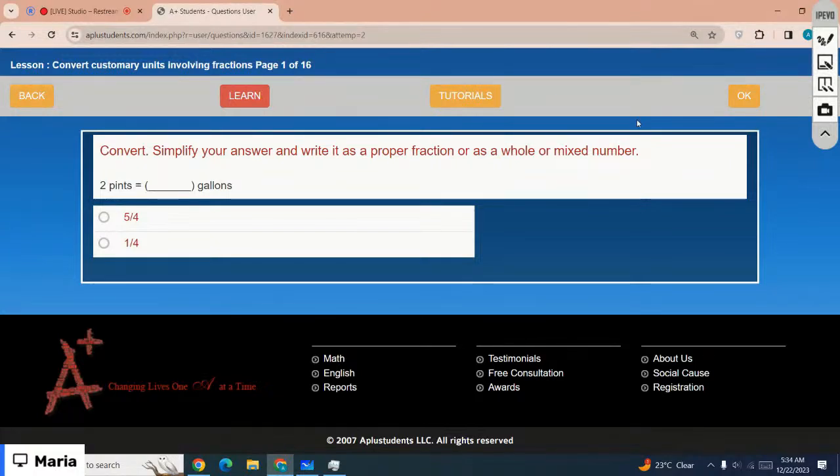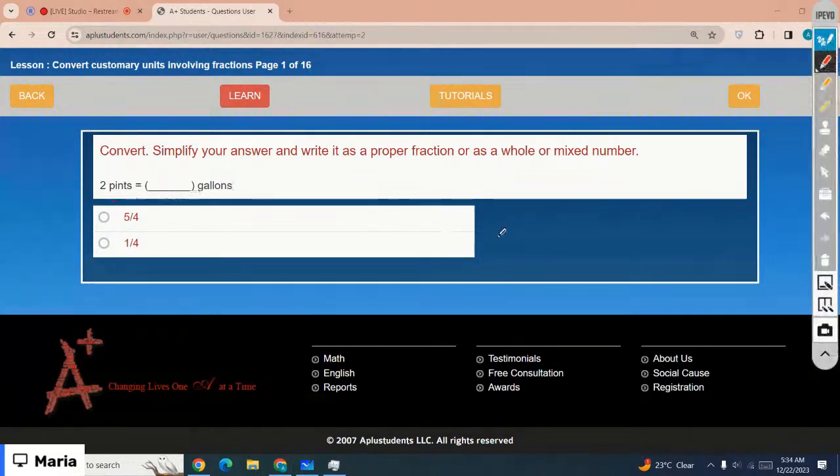1 gallon equals 8 pints, right? You are given only pints. You have to see 2 pints equal how many gallons, right?